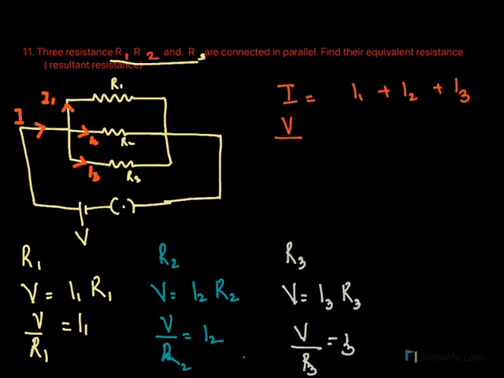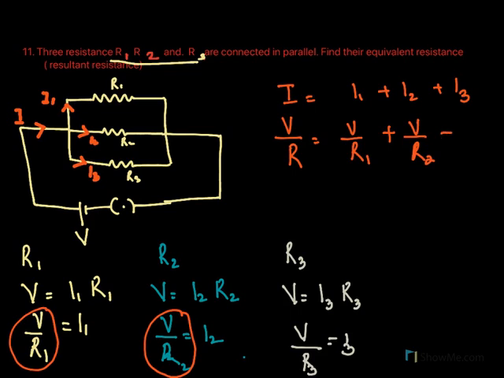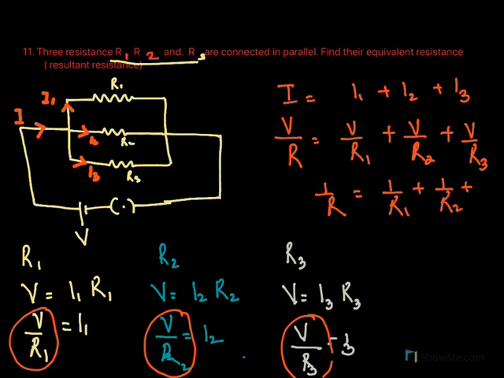Now when we put the values here, we put V over R, where R is the effective resistance. For I1, I will put V over R1, for I2 I will put V over R2, and for I3 I will put V over R3. Taking V common, I get 1 over R equals 1 over R1 plus 1 over R2 plus 1 over R3.